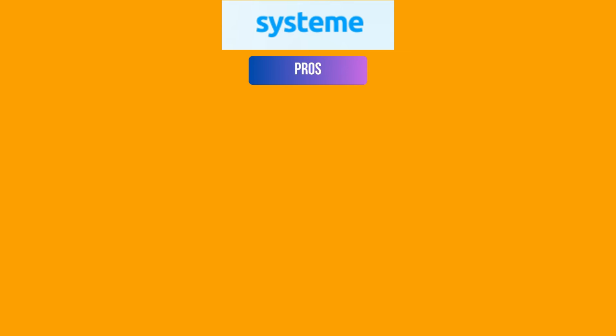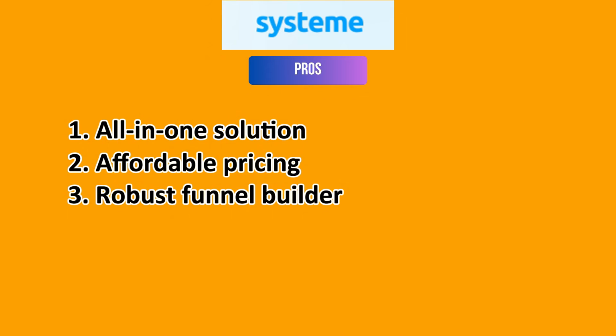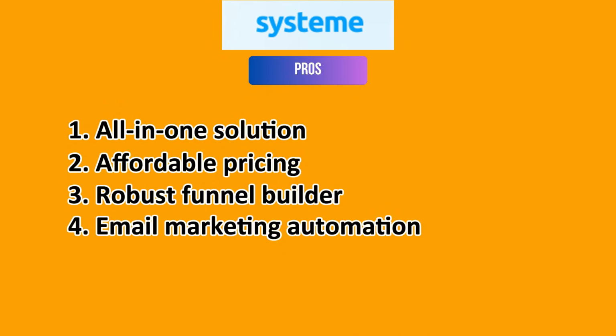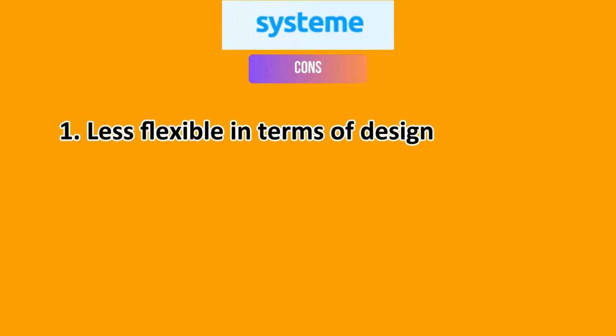Starting with System.io, with its bright side. It's an all-in-one solution, affordable pricing, robust funnel builder, email marketing automation, and affiliate program management. Then on the flip side, with the cons, with design customization, it may be less flexible in terms of design compared to dedicated website builders.